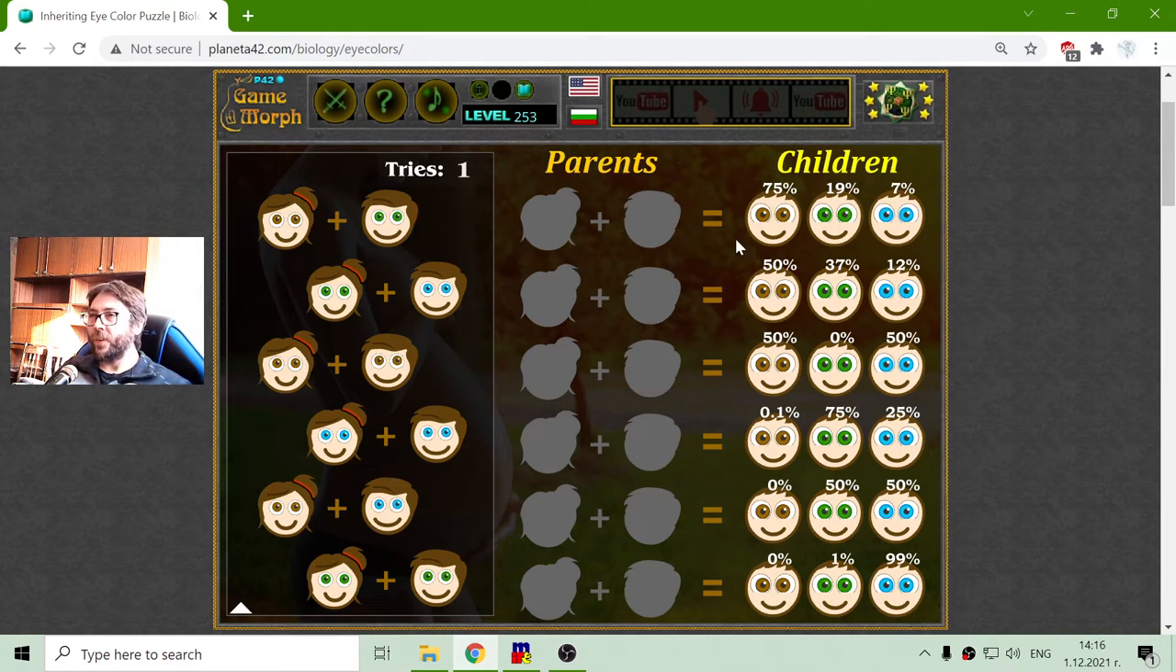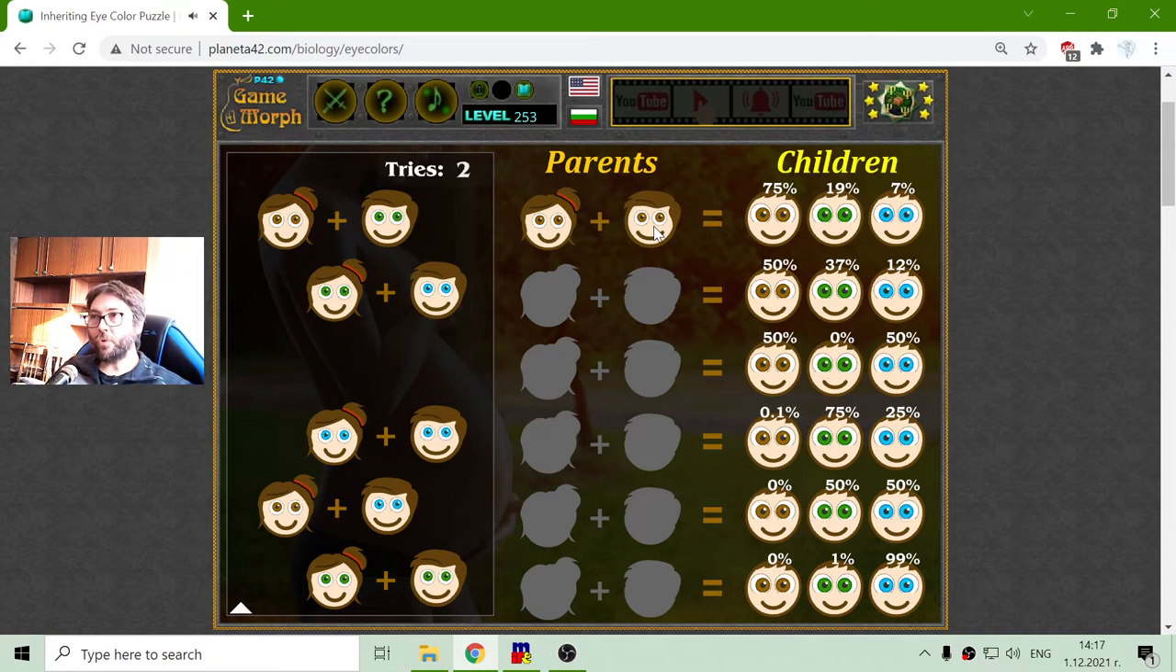Okay, I will need to focus a little. And I have the first variation. This is 75% brown eyes, 19% green eyes, and 7% blue eyes. Now, we have the possibility of all three main colors. I forgot to mention that actually there are a lot of variations between the eyes, but these three are the main colors. And actually this first variation is where the parents have brown eyes.